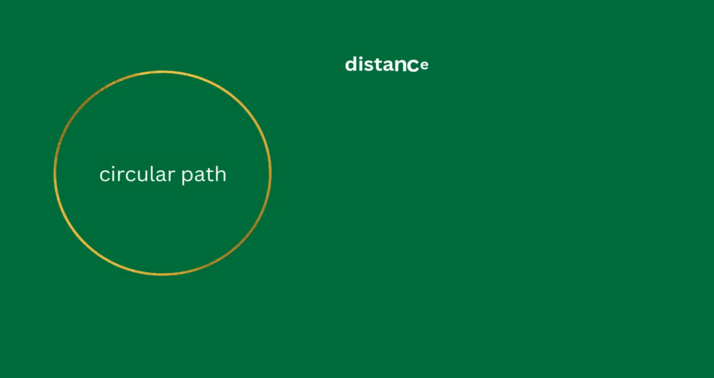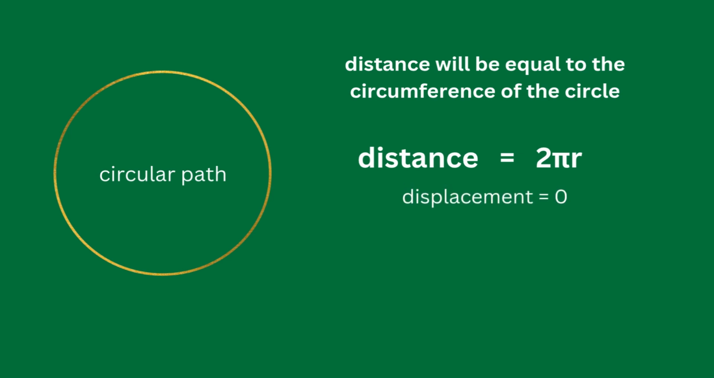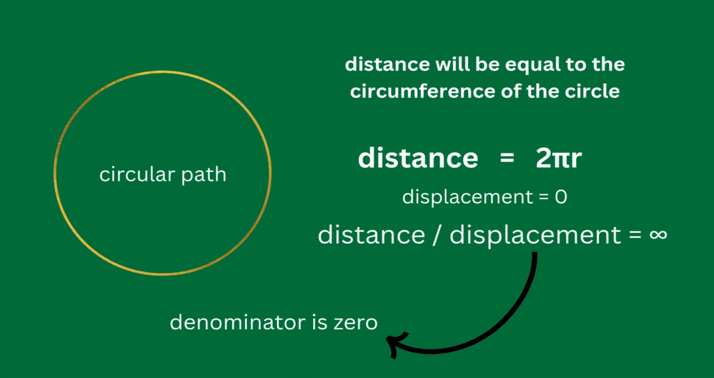Let's consider a closed and circular path now. Here, distance will be equal to the circumference of the circle, or distance will be equal to 2 pi radius. But displacement will be equal to 0 because the initial point and the final point are the same, and no shortest distance can be measured between two same points. In this case, the distance to displacement ratio will be infinity because the denominator is 0, and anything divided by 0 is infinity. Now let's consider a semicircle.